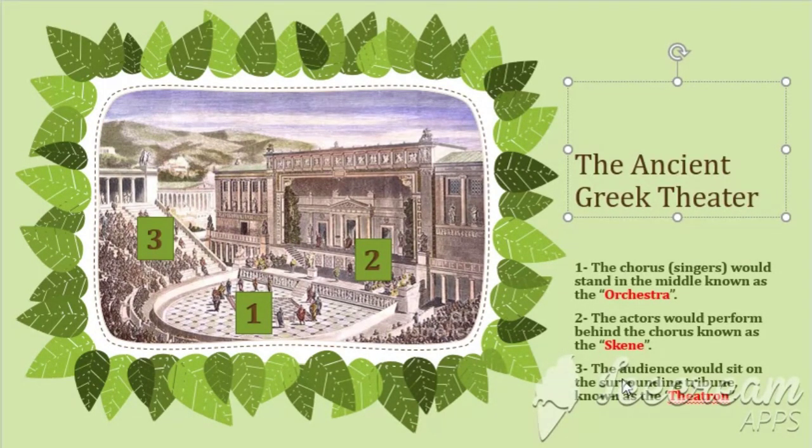And number three, which is right here in a half circle, the audience would sit on the surrounding tribune, known as the theatron. So people, sometimes even reaching 17,000 people, would sit right here watching the singers and the actors perform and worship Dionysus, the god of wine.